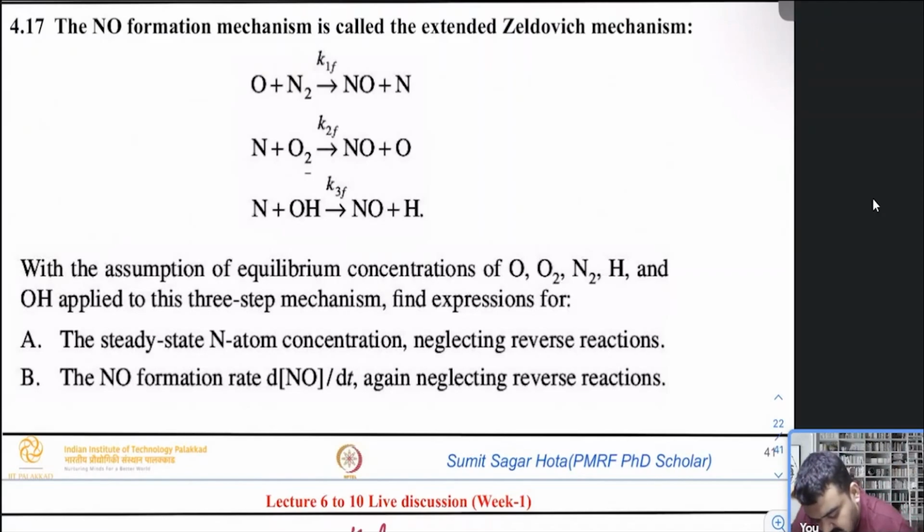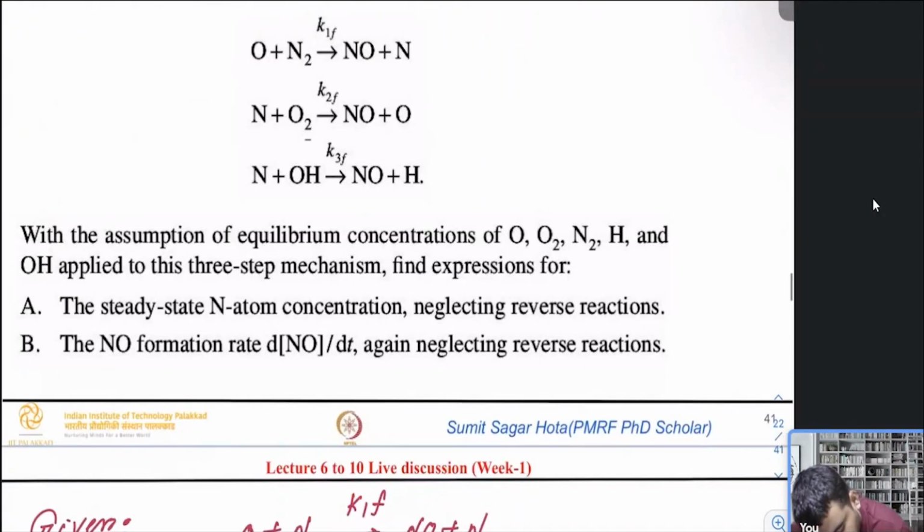The NO formation mechanism is called the extended Zeldovich mechanism. O plus N2 gives rise to NO plus N. Here K1F is the rate constant they have given. Similarly, N plus O2 gives rise to NO plus O, and N plus OH gives rise to NO plus H.